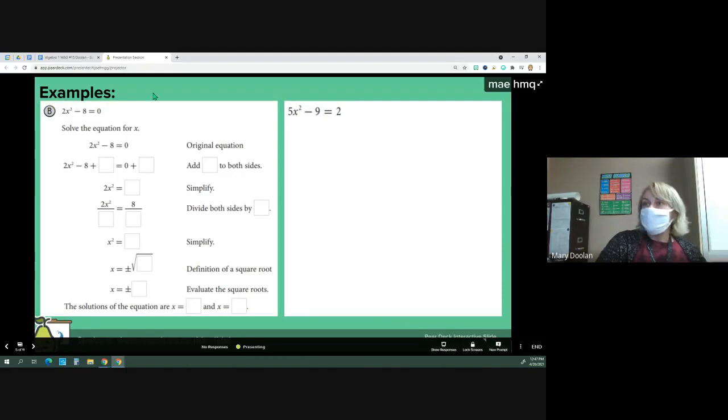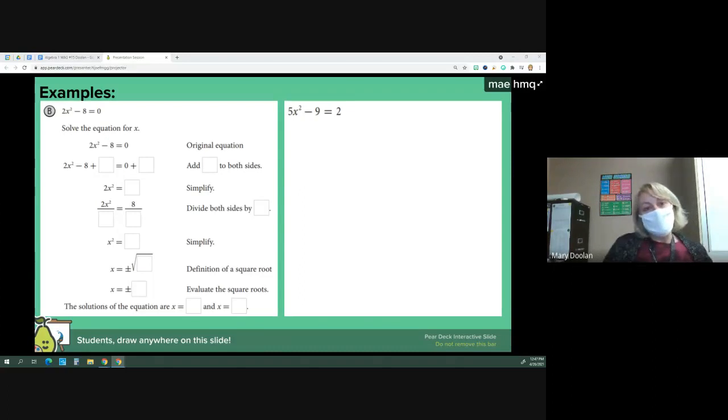So I'm going to force you to come up to the slide that I'm on. We're going to do this first problem over here: 2x squared minus 8 equals 0. And we're going to solve that equation for x. So this is kind of guiding us through what to do. You have your original equation, 2x squared minus 8 equals 0. We're going to add something to both sides. I want to undo subtracting 8, so I'm using the inverse operation of subtraction, which is addition. So what I'm going to do is add 8 to both sides.